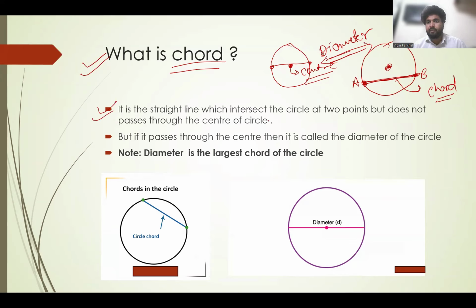And the important thing is the diameter is the largest chord of the circle. If we draw many chords there, 1 and 2 and 3 and 4, so there are 4 chords, but you can see the diameter is the largest chord. Of the lengths of these chords, the diameter is the largest. Okay. So we can say the diameter is the largest chord of the circle.